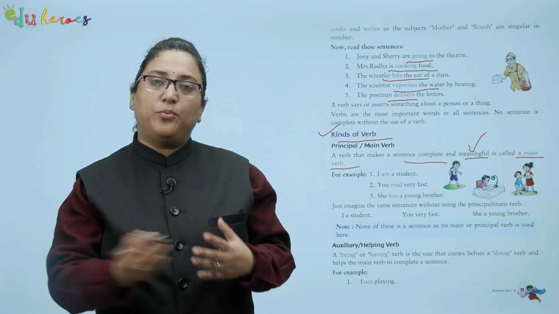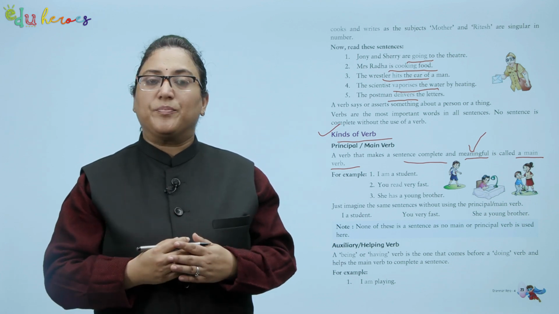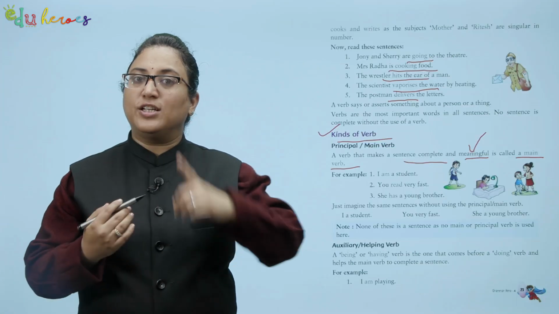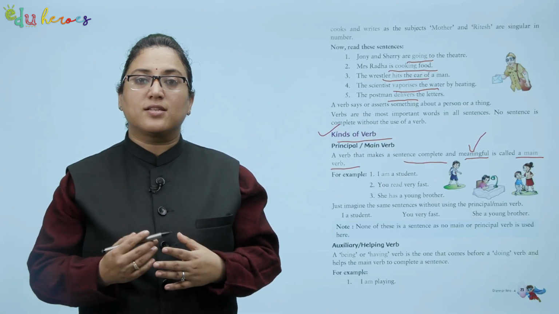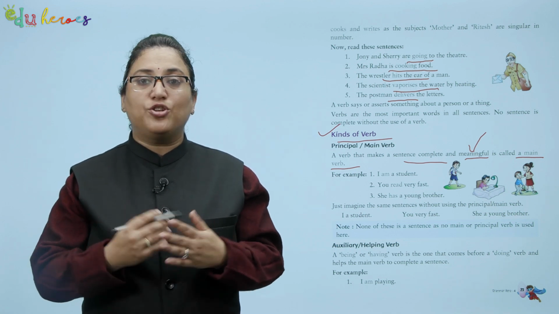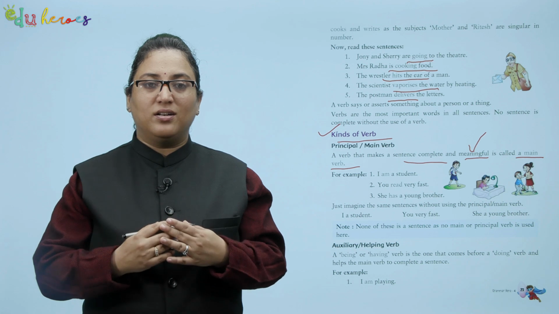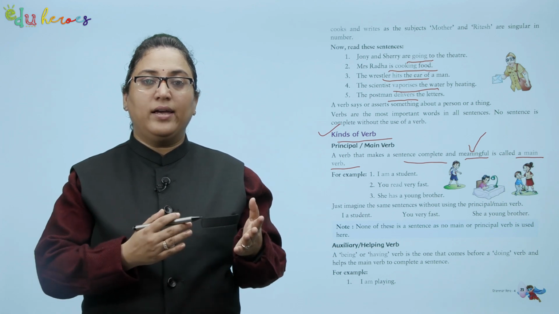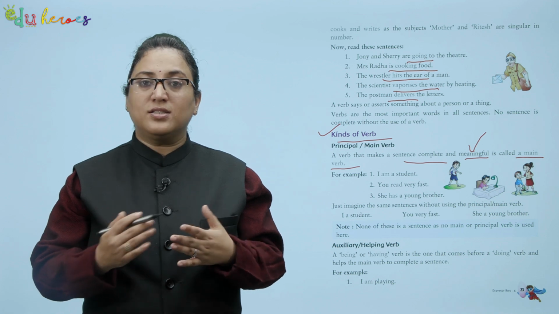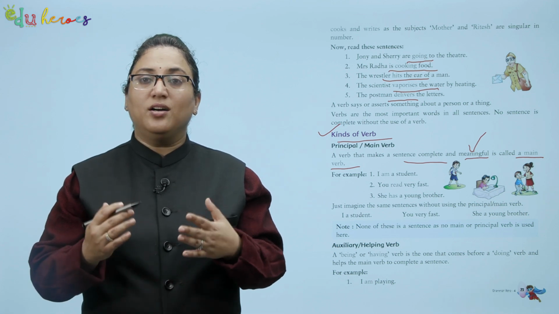इस वर्ब से हमें पूरे सेंटेंस का मीनिंग समझ आता है. For example, I am a student. You read very fast. She has a young brother. Just imagine the same sentences without using the principal or the main verb. For example, I, a student. You, very fast. She, a young brother.